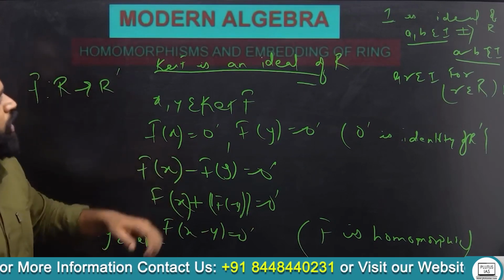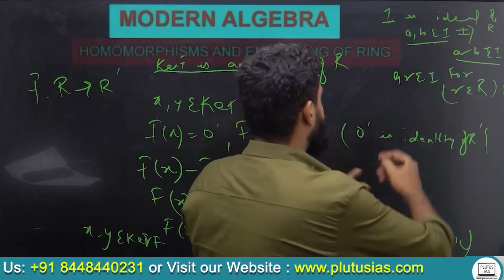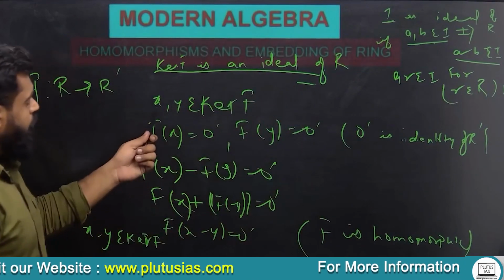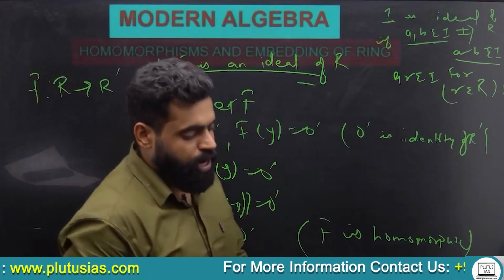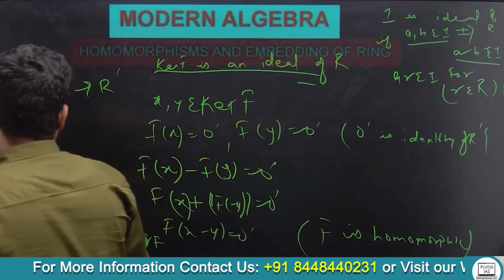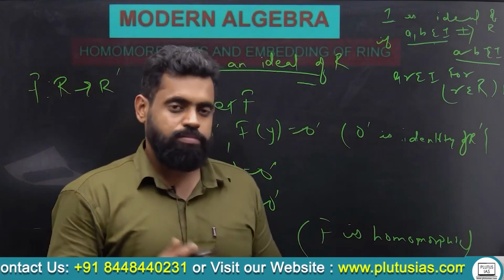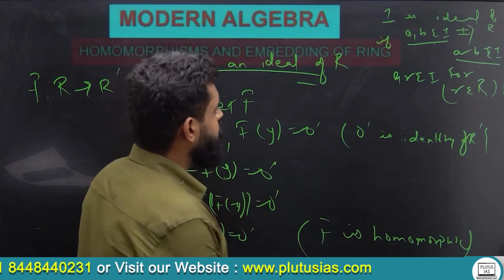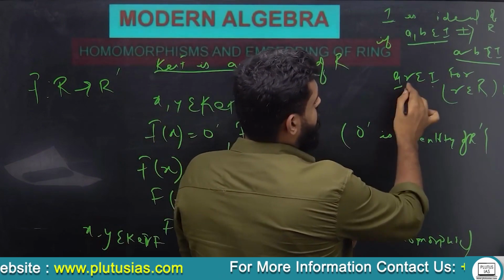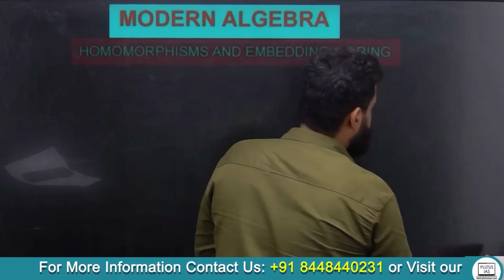So the first property for proving that I is an ideal is that if a, b belong to I, then a minus b belongs to I. We have done this. I have taken x, y to be two random elements of kernel f, and I have shown that x minus y also belongs to kernel f. So that is the first property. Now the second property is, if a belongs to I and r belongs to capital R, then a r belongs to I. Okay, we'll do that.